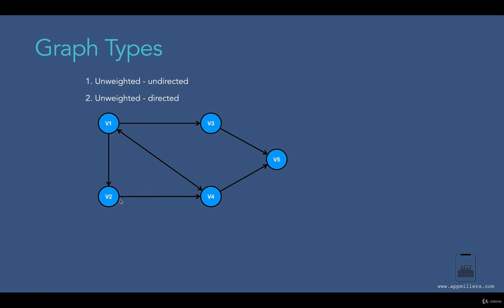Now similarly, from V2 to V4 we have only one direction. From V3 to V5 we have only one direction. So if we have any direction associated with an edge, in this case it's called directed. And if we don't have any weight associated with the edges, it's called an unweighted graph. So if we combine them, we get an unweighted directed graph. Now let's continue to the next type.